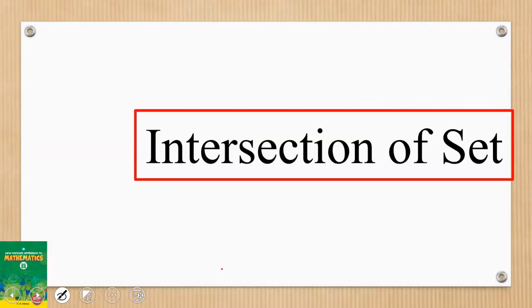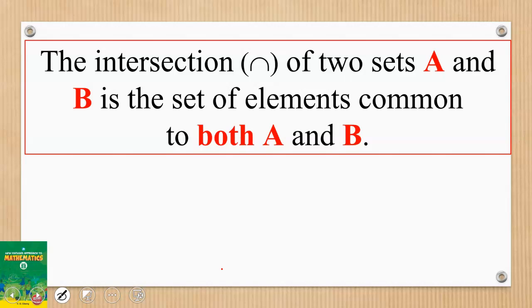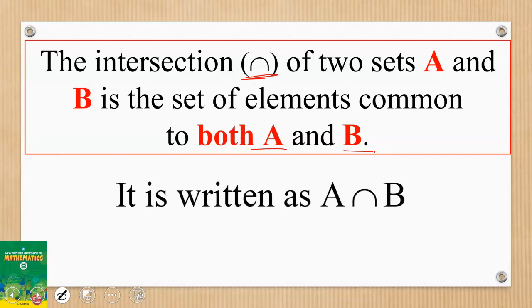So let's look at intersection. Operation of sets has to do with intersection and union. That is where we bring two sets together. Yes, intersection, which we normally use a symbol to represent, of two sets, let's say set A and set B, is the set of elements common to both A and B. Take note of that. When we have two sets, elements in set A and elements in set B, those elements that are common to both of them become the intersection. And it is written as A intersection B.